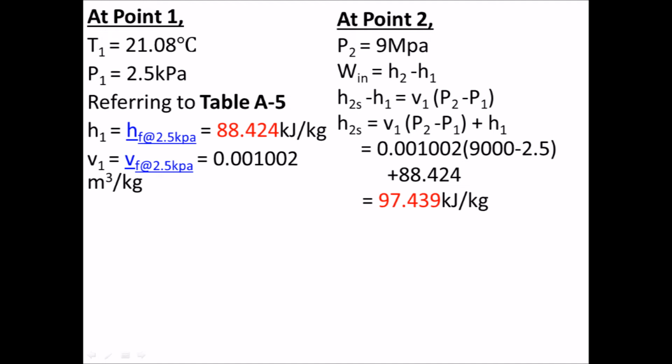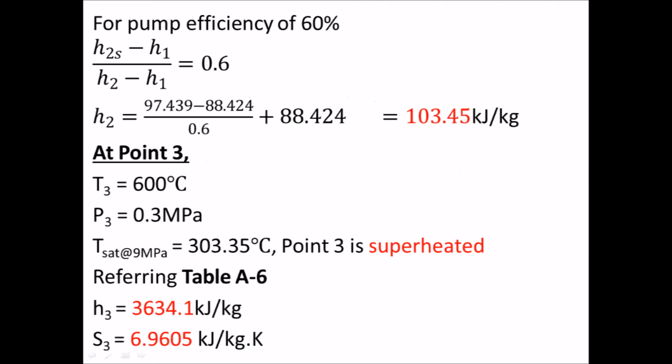And we will get 97.439 kilojoule per kilogram for H2s. In order to calculate 60% of pump efficiency, we use the following equation, and we will get H2 equals to 103.45 kilojoule per kilogram. Now we look at point 3.